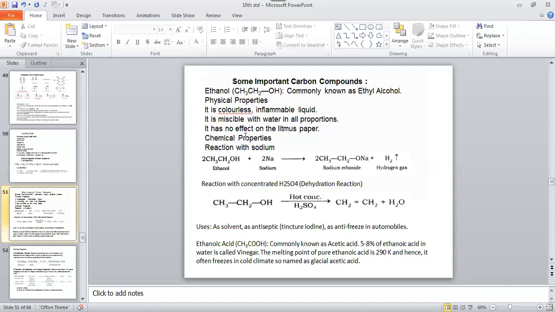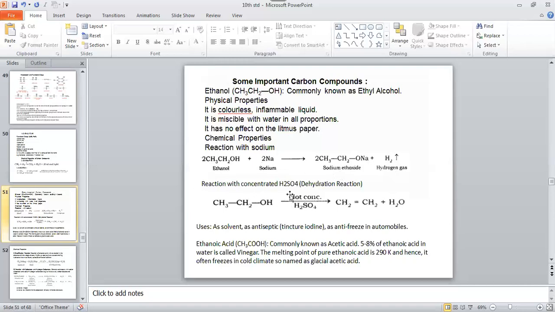Now chemical properties. First is reaction with sodium metal. This is the structural formula of ethanol, CH3CH2OH. When it reacts with sodium metal, it gives sodium ethoxide, having formula CH3CH2ONa. Along with this, H2 is given out as a side product.